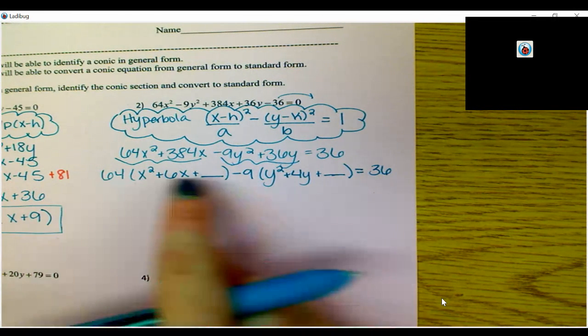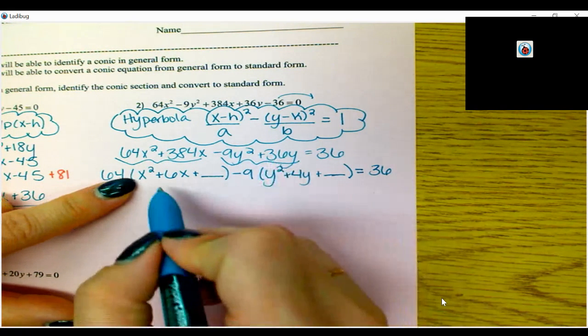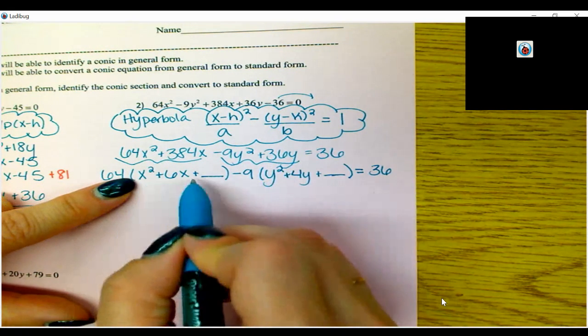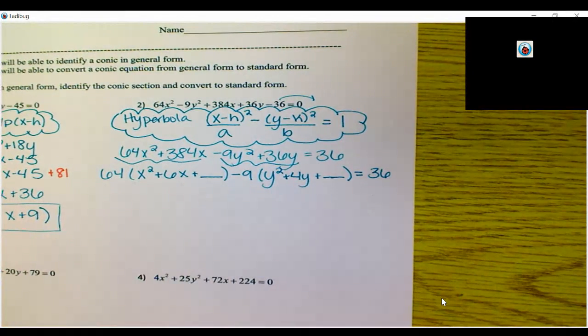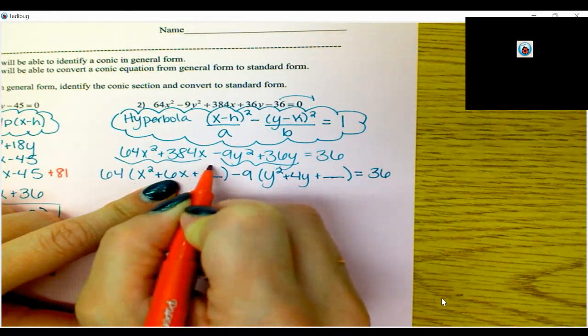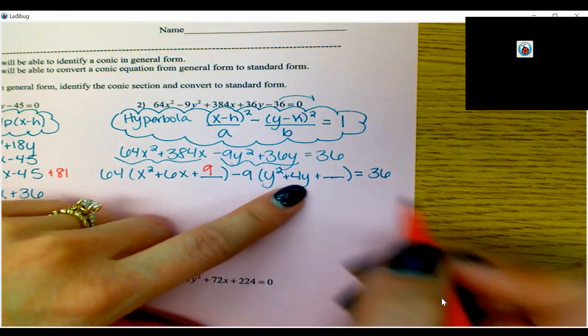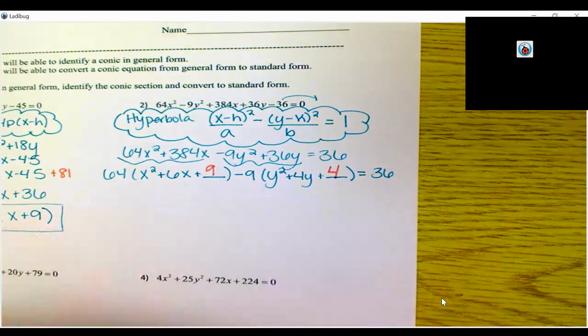And then after I have factored everything out of every x that I see and every y that I see, now I can complete the square. So again, we're looking for this number divided by 2. So 6 divided by 2 is 3, and then squared. So that's a 9. Over here, 4 divided by 2 is 2. 2 squared is 4.